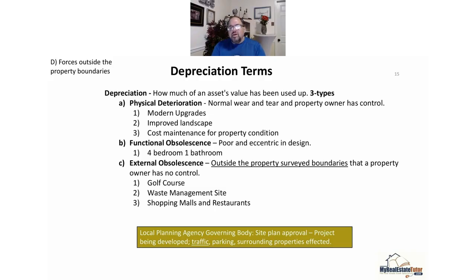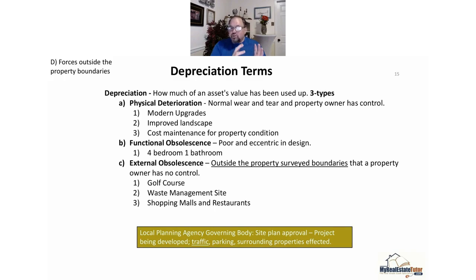Functional obsolescence. This is poor and eccentric design, like a 4-bedroom, 1 bath. Imagine having 8 people in a house. Parents, and then 2 children in each room. So you've got 8 people sharing 1 bathroom. What a nightmare that would be, right? Is it out of code? No. You can have a 4-bedroom, 1 bath. There's nothing in the code that says you can't. Does the family fit the house? Yeah, it fits the house, but it's going to be very tough.